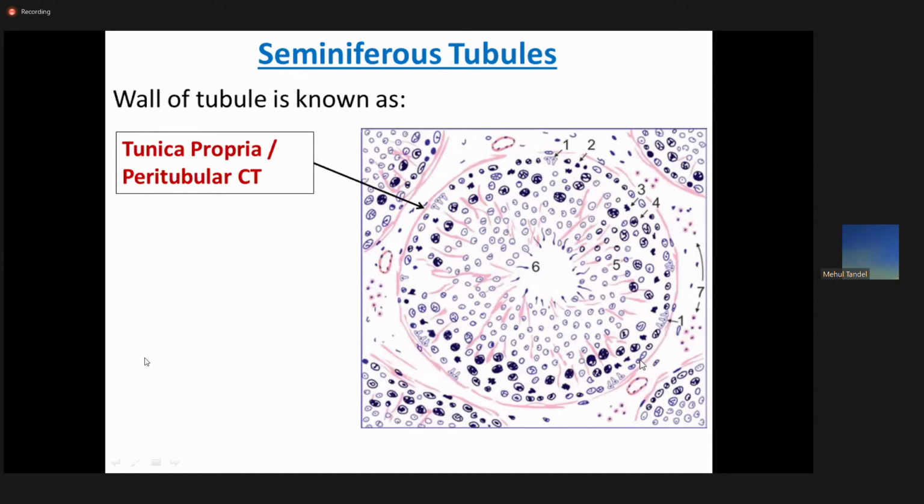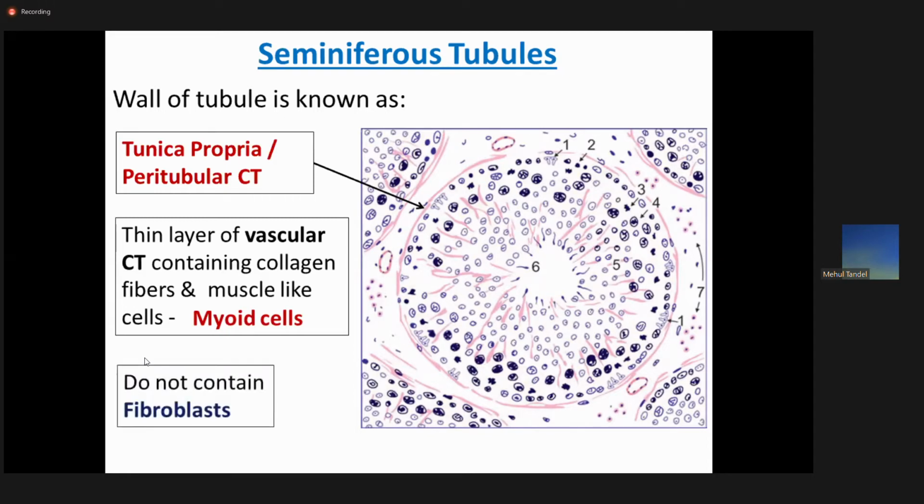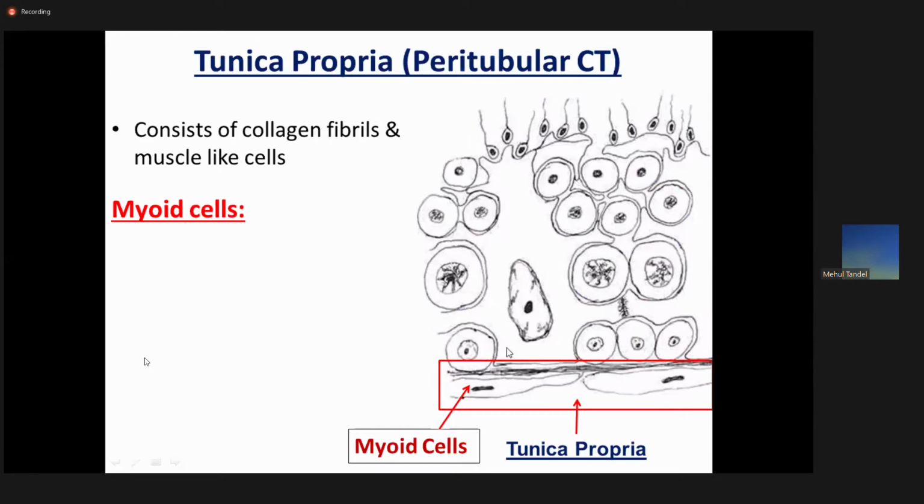This connective tissue mainly contains collagen fibers and also muscle-like cells. It is a thin layer of vascular connective tissue containing collagen fibers and muscle-like cells, known as myoid cells. But remember, this tunica propria does not contain fibroblasts. So the peritubular connective tissue, or tunica propria, consists of collagen fibers and muscle-like cells known as myoid cells. Now, what is the structure and function of the myoid cell?